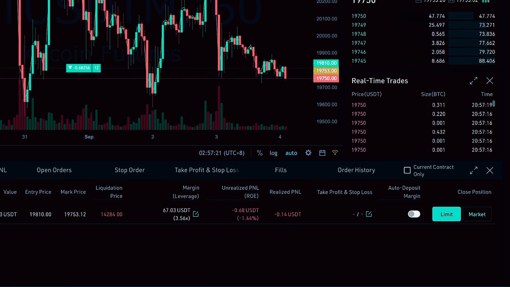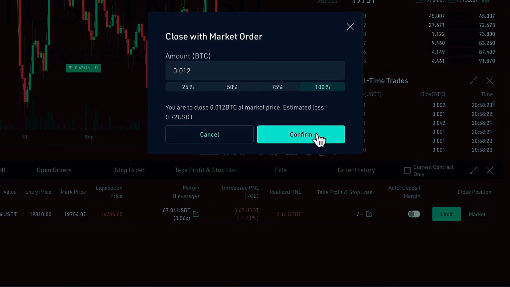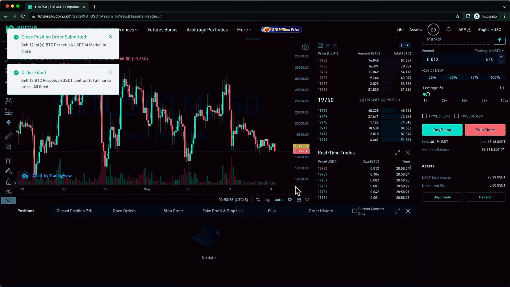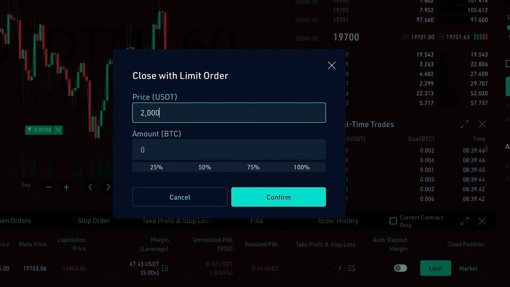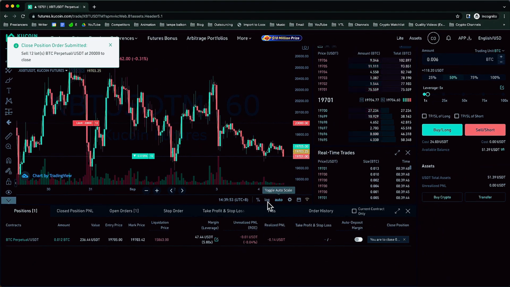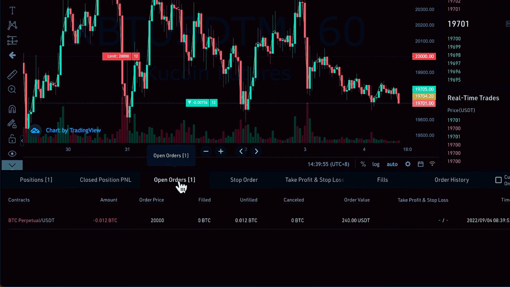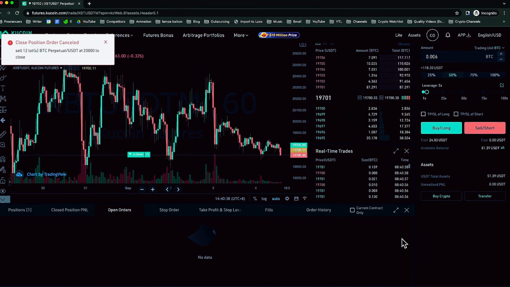If we want to get out of the trade and close our position, there are a few ways how we can do that. The quickest way is to simply click on Market, choose 100%, and then click on Confirm, and that will close our position immediately at the best available price. Or we can click on Limit and set our target sell price. Then once we click on confirm, we can see our limit sell order under open orders right here. Once the price hits our target price, our position will be automatically closed. Of course, we can also cancel any of our orders by just clicking on cancel.